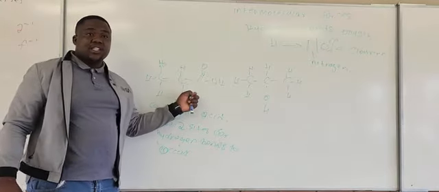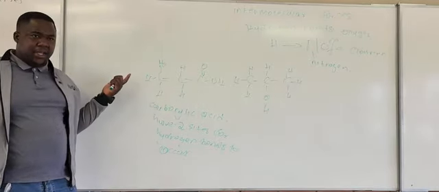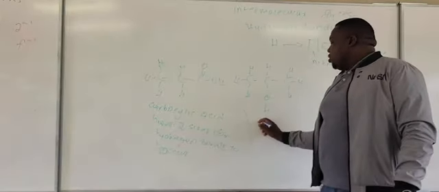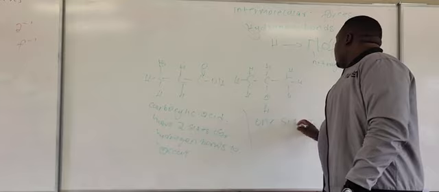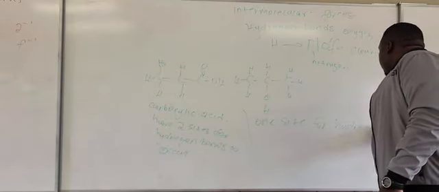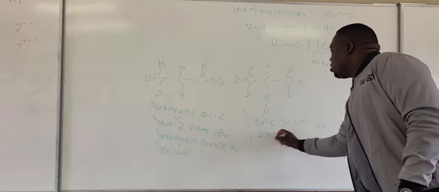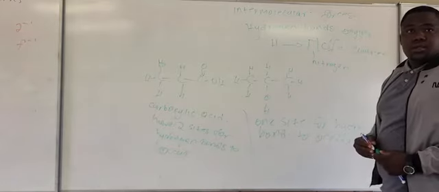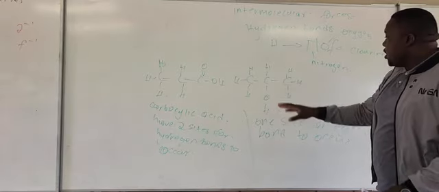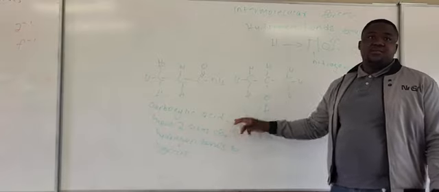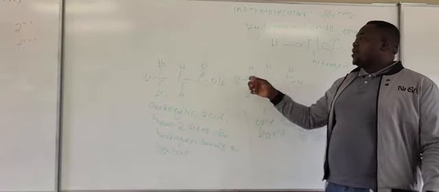But this one has got 2 sides for hydrogen bond to occur. Do you agree? Yes. Then, what about this one? It has got 1 side for hydrogen bond to occur. Can you see that? This one has got 1 side for hydrogen bond to occur. This one has got how many sides? It's when we are comparing what?